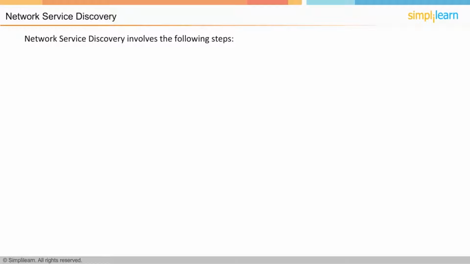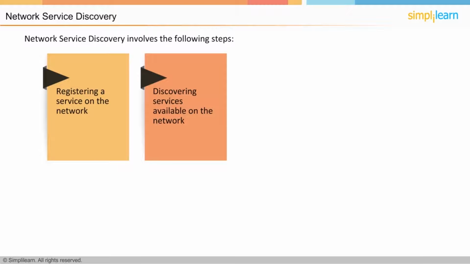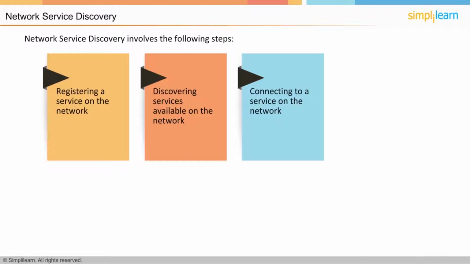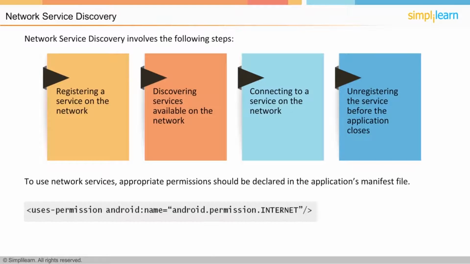Now, let's discuss network service discovery, which involves the following steps. Registering a service on the network if our application is a provider of the service. Discovering services available on the network so that our application can check if it can communicate with the service provider. Connecting to a service on the network to start communication, unregistering the service before application closes so that no other devices can see the service. For the application to use network services, the application should declare the appropriate permission in its manifest file.